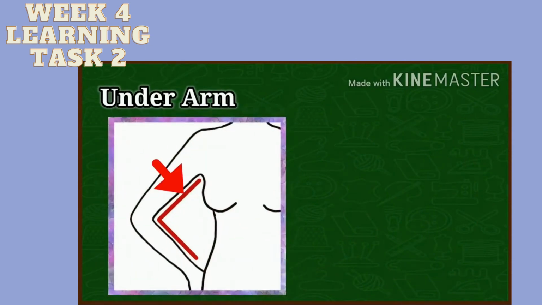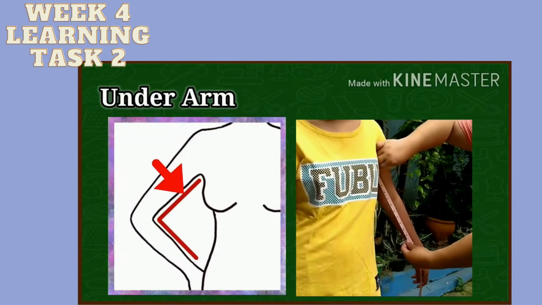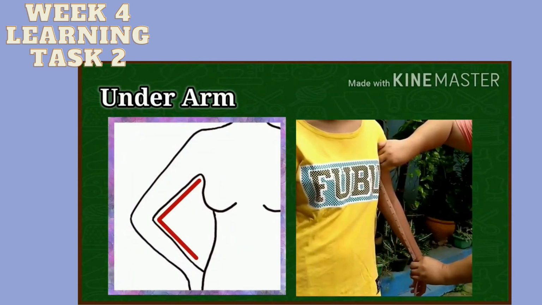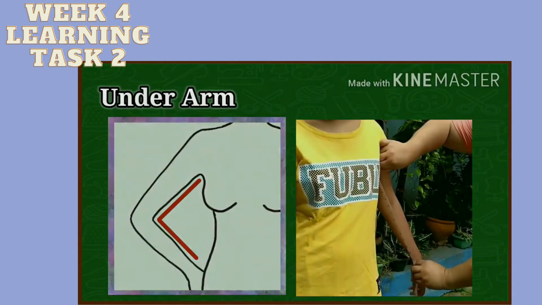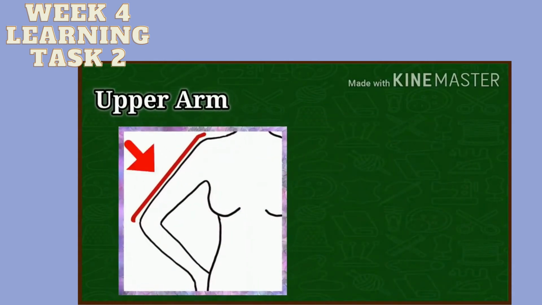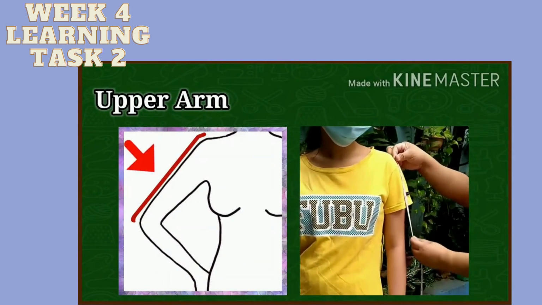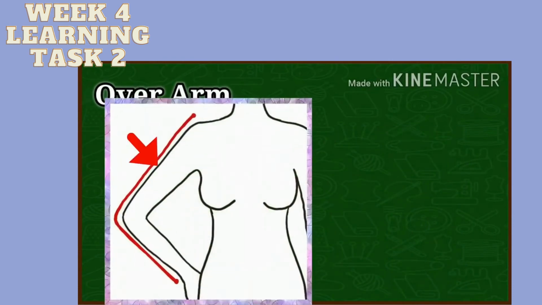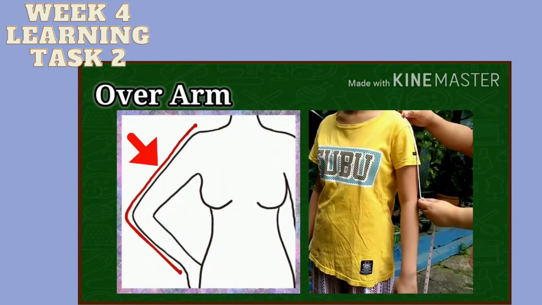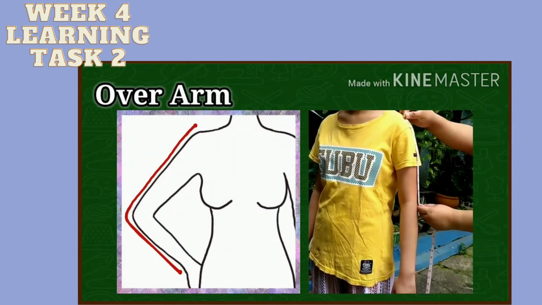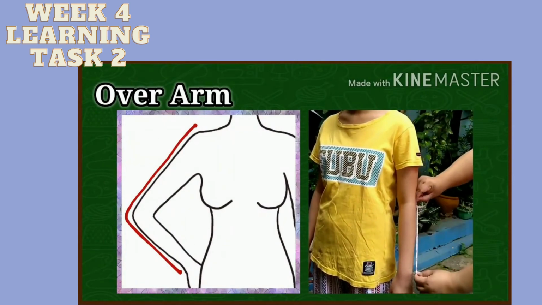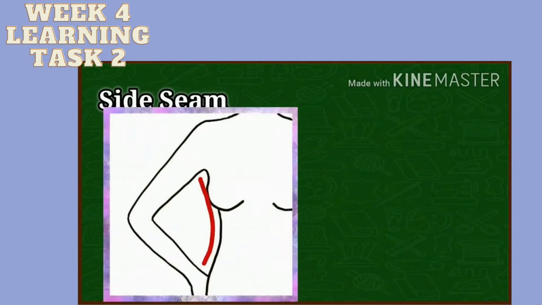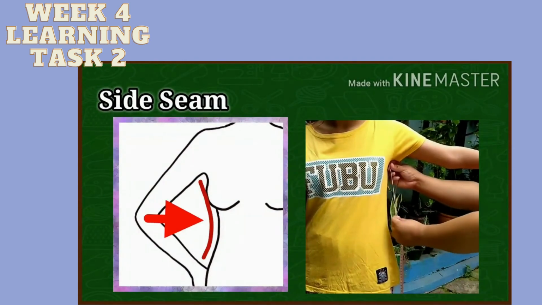Underarm, measure from under the arm, starting at the armpit, to the wrist. Upper arm, measure from the outer shoulder socket on the outside of the arm to the crook of the elbow. Overarm, measure from the outer shoulder socket on the outside of the arm to the wrist. Side seam, measure from under the armpit to the natural waistline down.